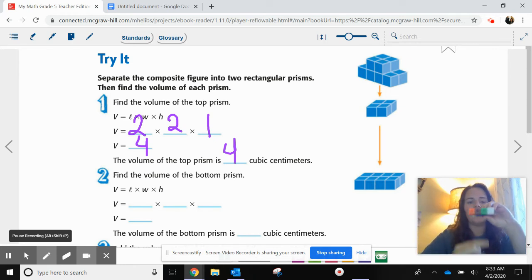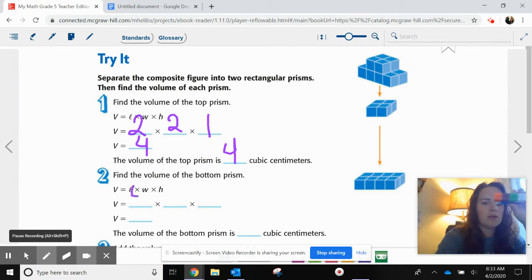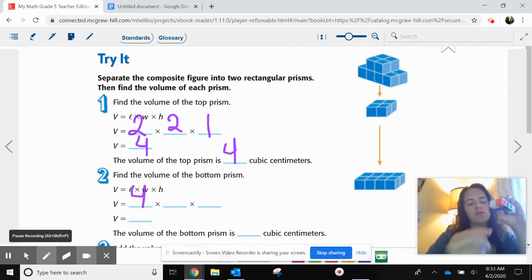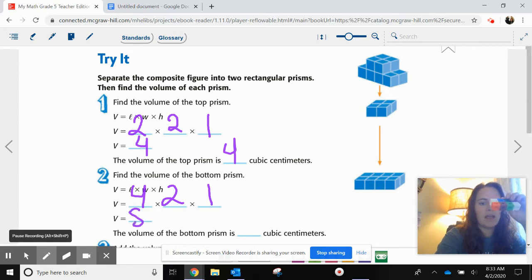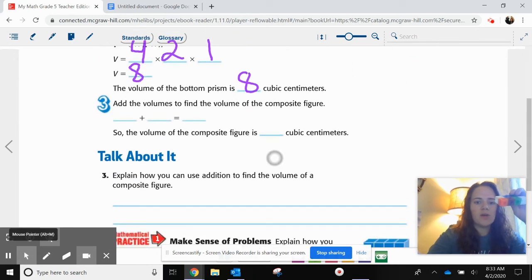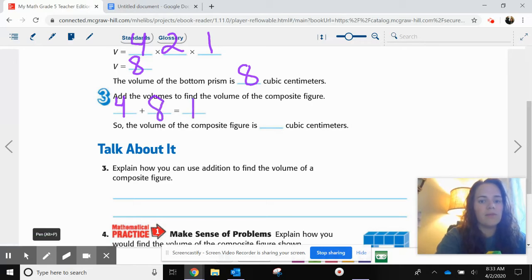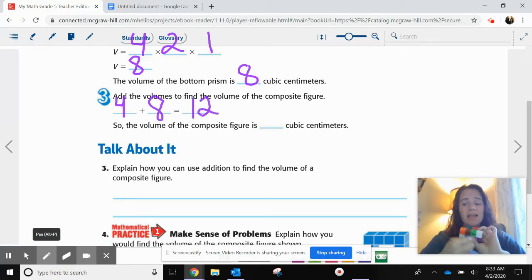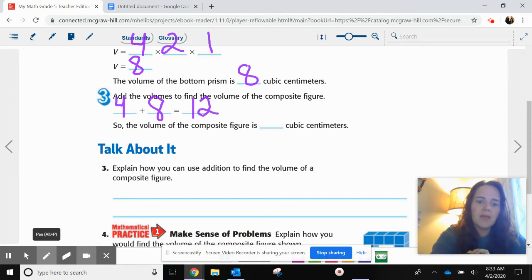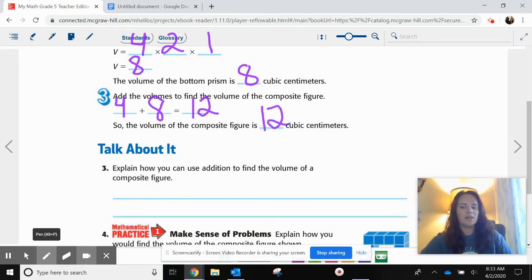So for this bottom layer, we've got a length of 1, 2, 3, 4 cubes. We've got a width of 2. We've got a height of 1 again. So the total number of cubes in this figure is 8, which makes our volume of the bottom one 8, right? So using that same idea of taking 4 and adding it to the 8 gives our total volume of 12 cubic centimeters, which is the same thing we got when we sat here and counted all of the different cubes, okay? So the volume of the composite figure is 12 cubic centimeters.